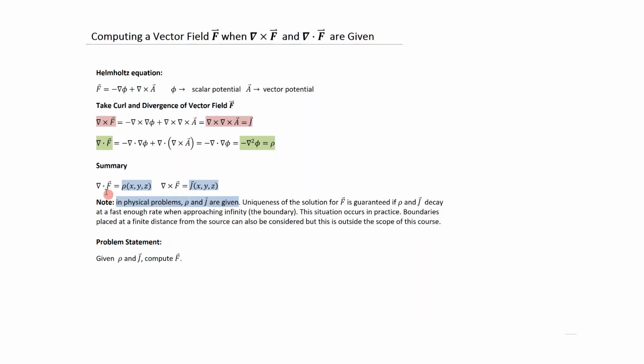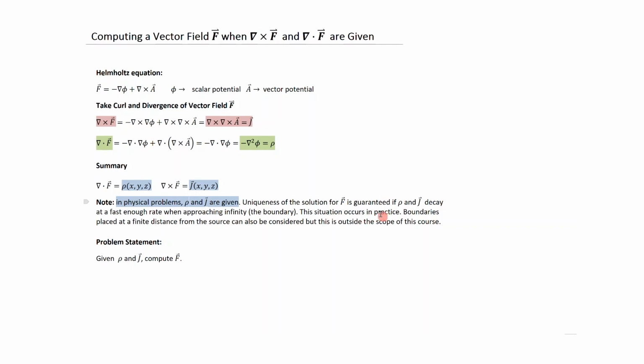So in summary, these are the two equations that are typically given. The divergence of the field is a given. The curl of the field is given, right? And so the next question would be, is the solution for F unique? Well, it's guaranteed if rho and J decay at a fast enough rate when approaching infinity, which we call the boundary.